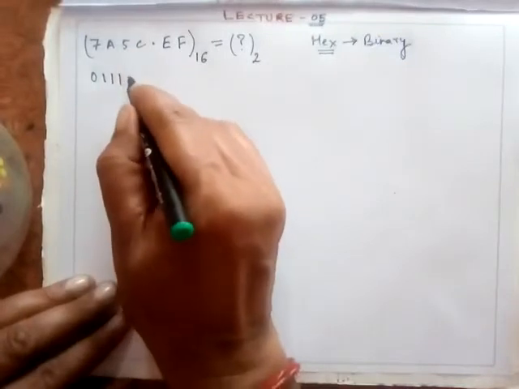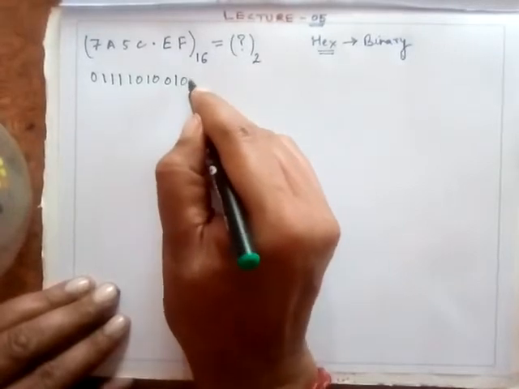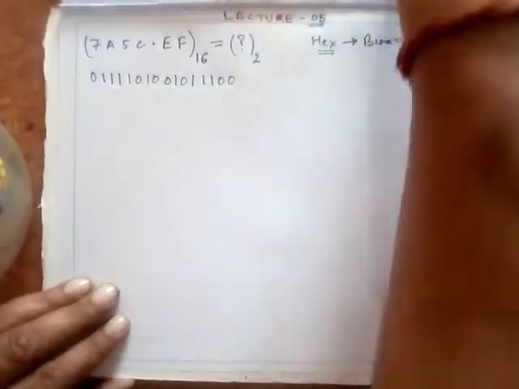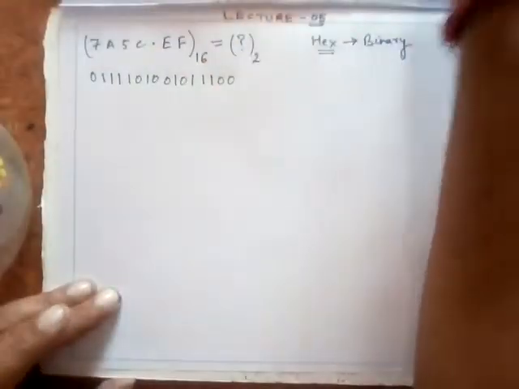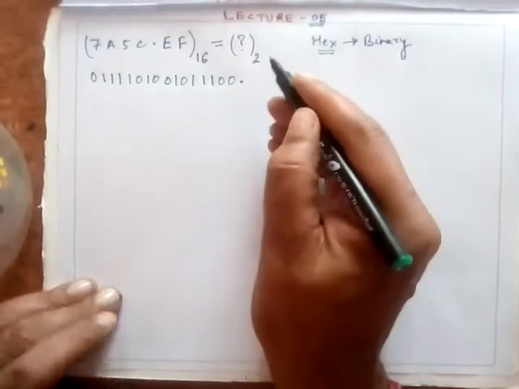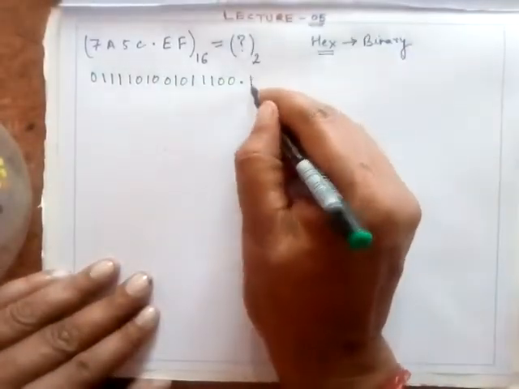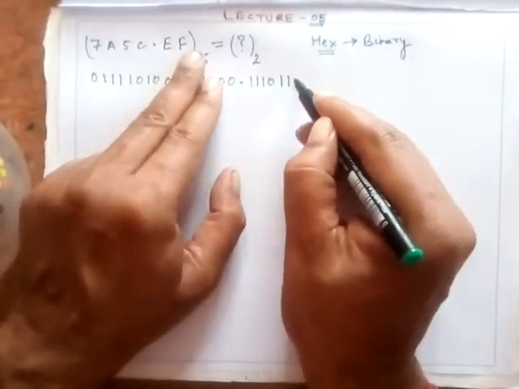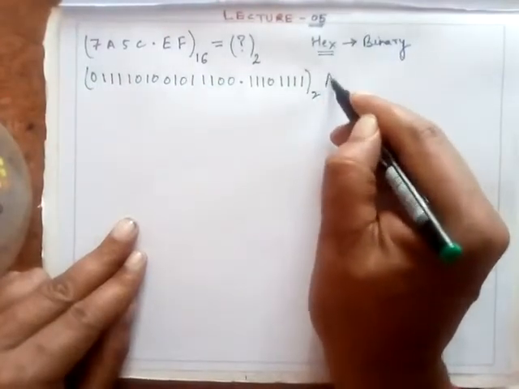A is 10, so it is 1, 0, 1, 0. 5 is 0101. C is 1100. You can refer to the table. The C is 1100. You practice some problems, you will be perfect. E corresponds to 14, 1110. And F is 15, so it is 1, 1, 1 and 1. I hope that this problem is clear to you. This is my final answer.